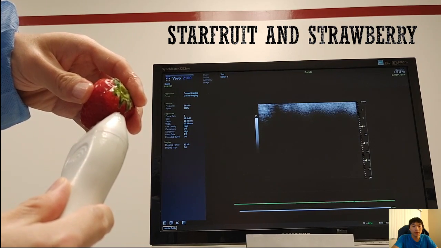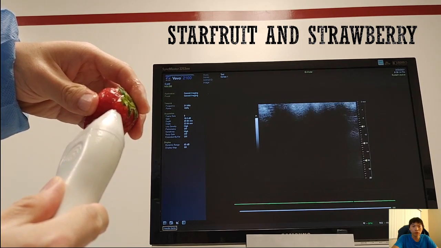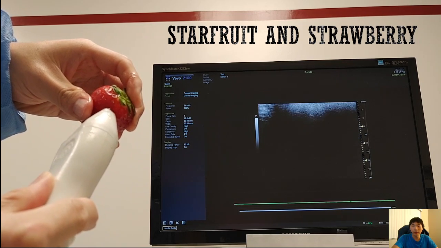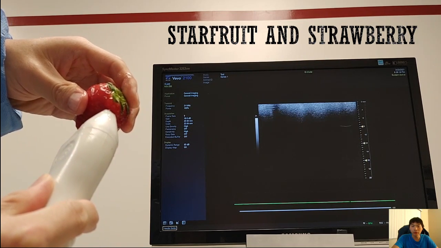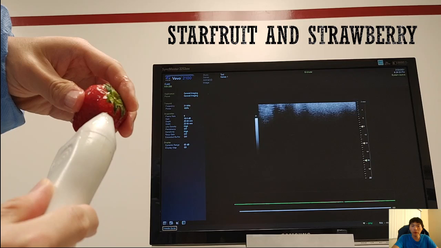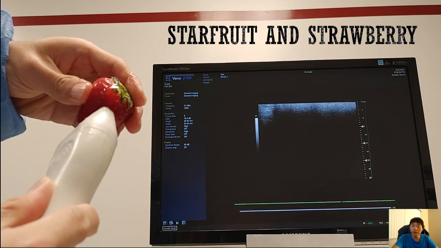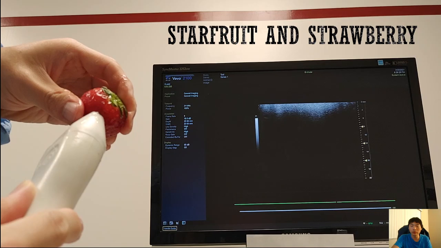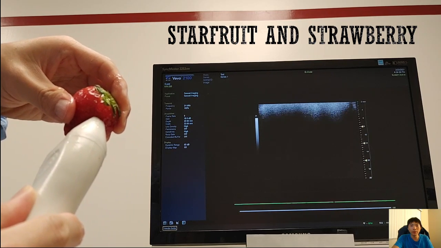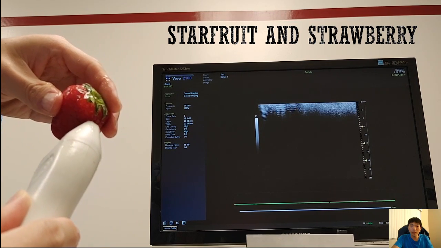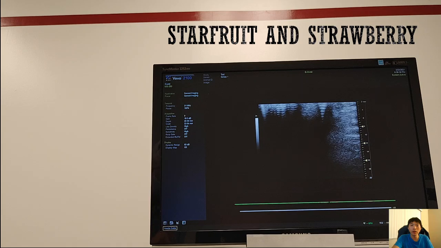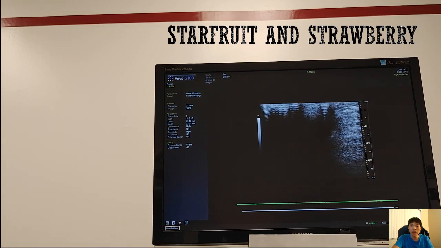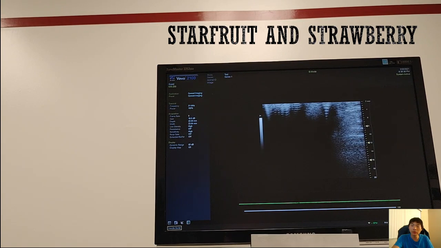These bumps come about because strawberries have seeds on the surface, and the seeds are quite hard and dense compared to the soft tissue of the strawberry. So the ultrasound gets reflected more from the seeds than from the soft tissue, and you see these black shadows on the ultrasound image.